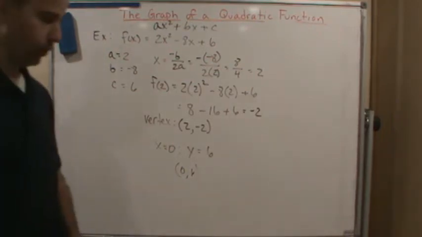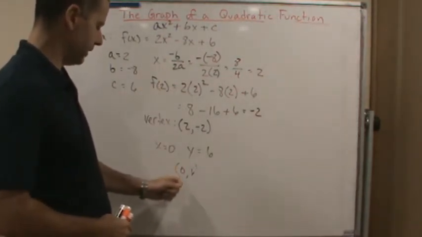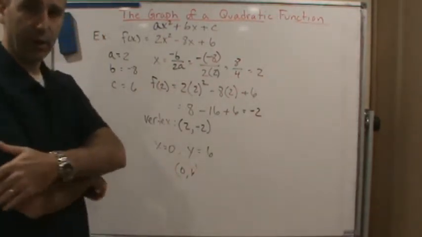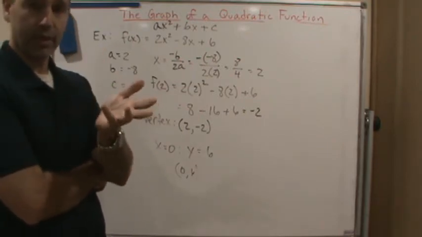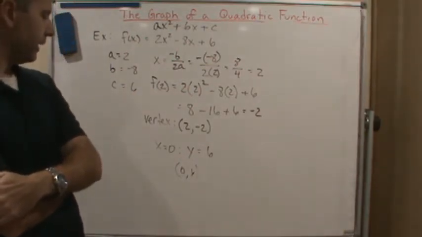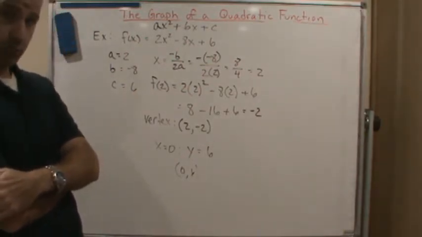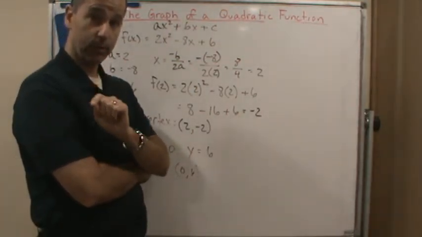Okay, now at this point we can graph our equation. We've got the vertex, we've got the y-intercept, but we're going to need another point to graph. We need at least 3 points. Sometimes it's good to have more. One of the things we could look at is the x-intercepts, but we can also use symmetry to find a third point.